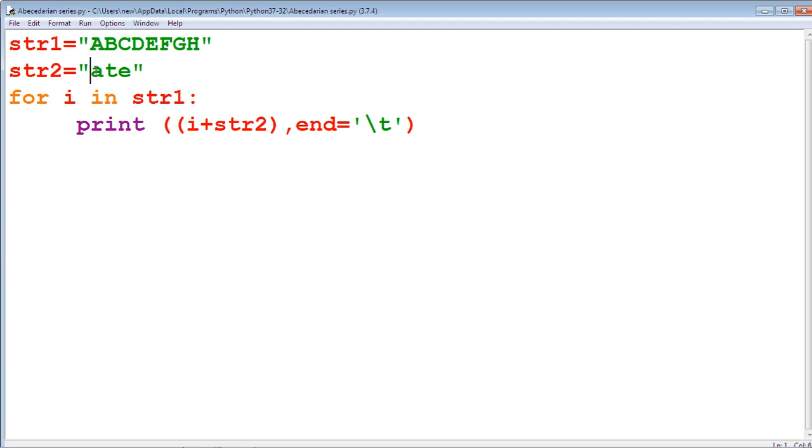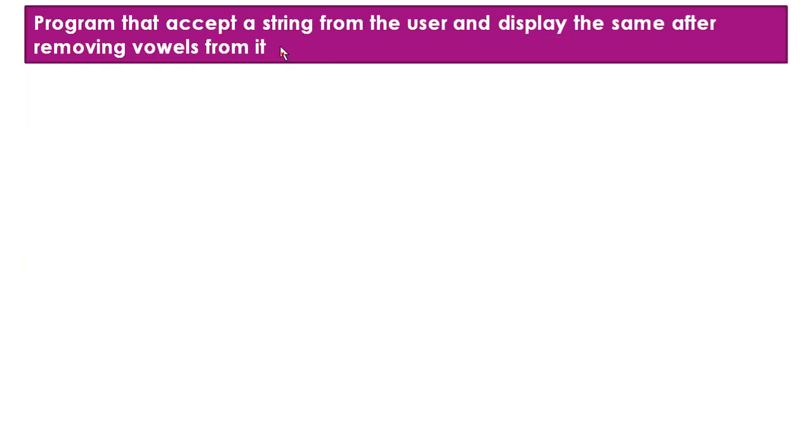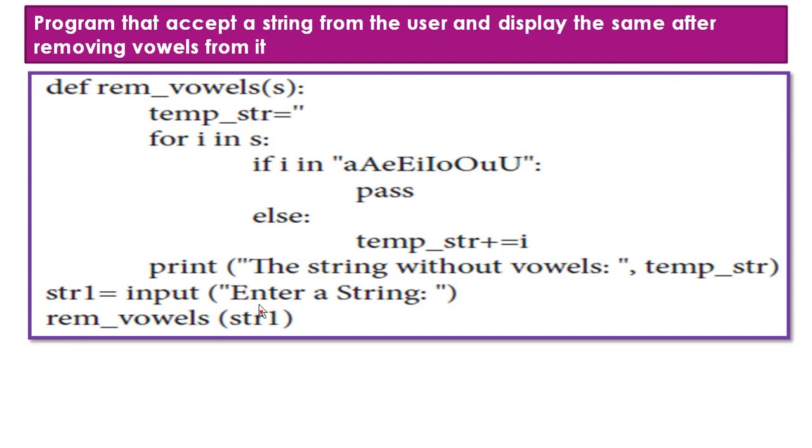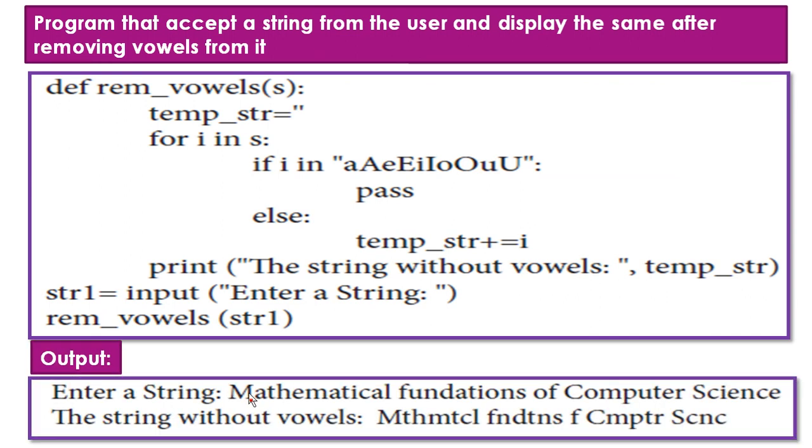So each character is added to ATE by using this statement. Next example: a program that accepts a string from the user and displays the same after removing vowels from it. In this example, the vowels are removed from the given string. Here is the output. The given string is mathematical foundations of computer science. That is obtained by the input function. So this string is assigned to the variable str1.